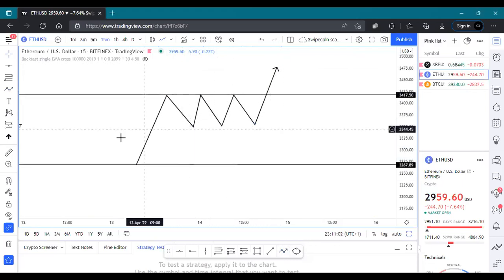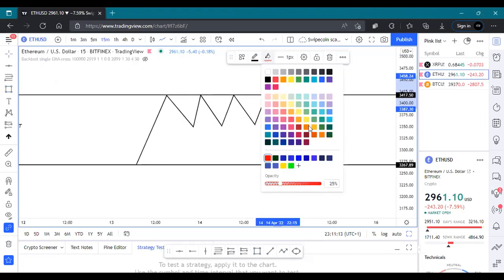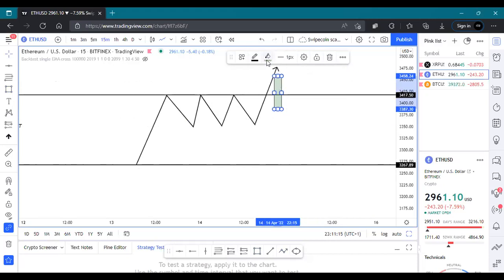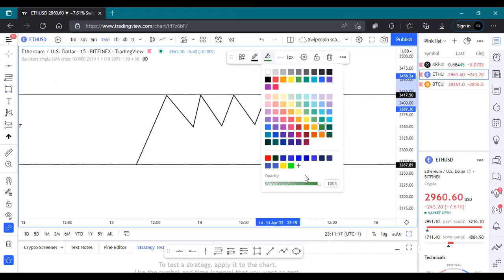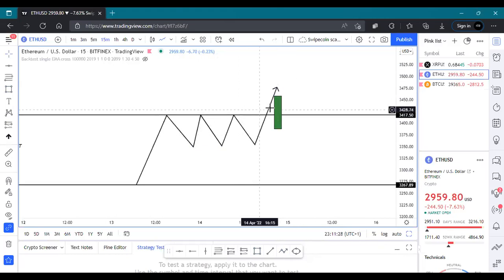So when we are talking about break and close, you're going to see something like this. Let's say this is your buy candle. You're actually going to see something like this. So you need to see the buy candle break out of that resistance area and close above here. At the close of the candle, that is your entry.